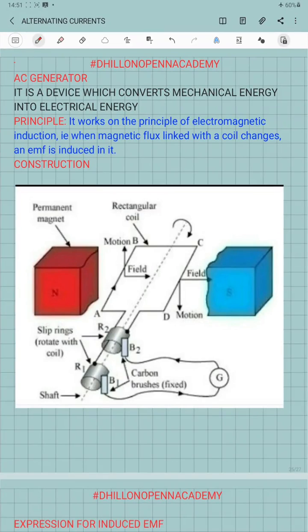Welcome to the last part of our chapter, alternating current. Now we are discussing the last topic, that is the AC generator. An AC generator is a device which converts mechanical energy into electrical energy. So this device is used to generate electricity which is alternating in nature, which is basically working on the principle of conversion of mechanical energy into electrical energy.